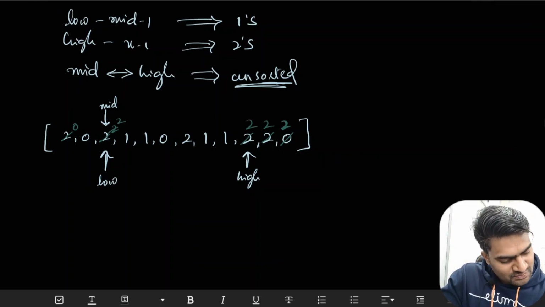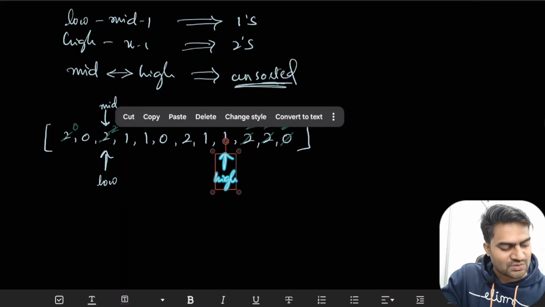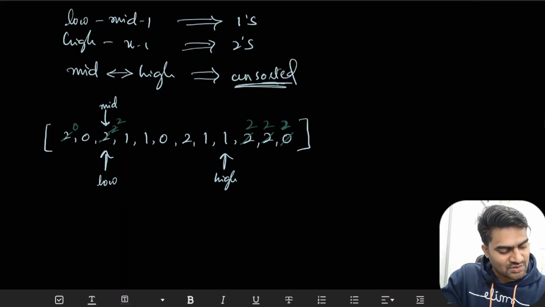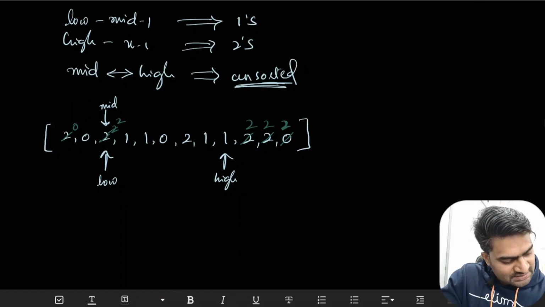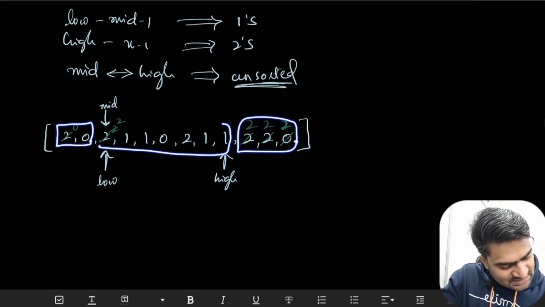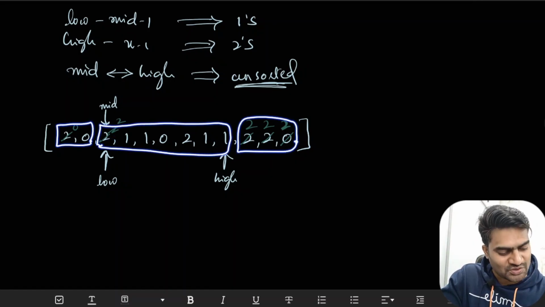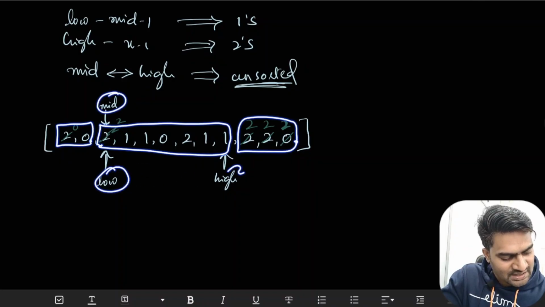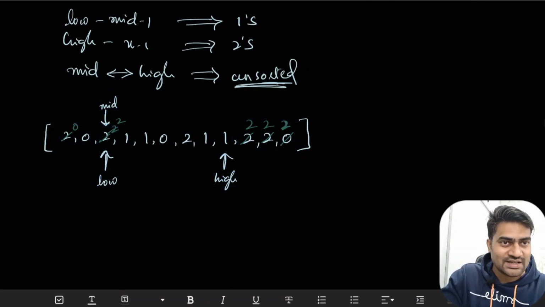Okay, now after that our high should point towards the left because these numbers are already sorted. Now if you see, this part is sorted, this part is sorted, correct, right? This is only the unsorted part. This is what we are trying to process using our mid, low and high pointers. So these pointers always point to the unsorted values.